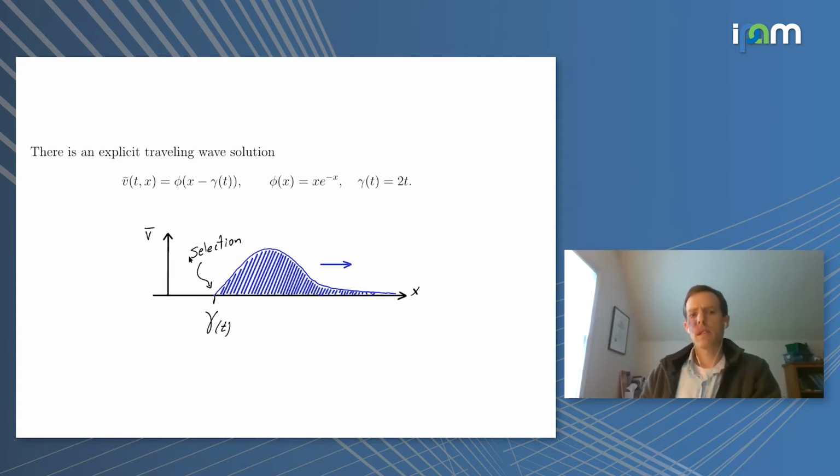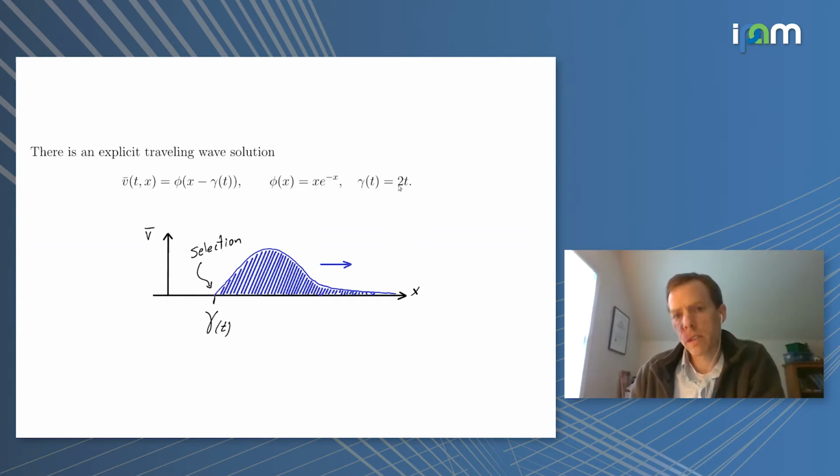It's easy to check that there are explicit traveling wave solutions to this free boundary problem. That is, there's a solution V bar, which has a constant profile within a reference frame moving with constant speed. So the traveling wave profile is just x e to minus x, and the speed is 2. Okay? So the traveling wave looks like this. Ahead of the interface, you have growth, but then the interface is moving at just the right speed so that the flux through the boundary offsets the growth, and the profile is fixed.